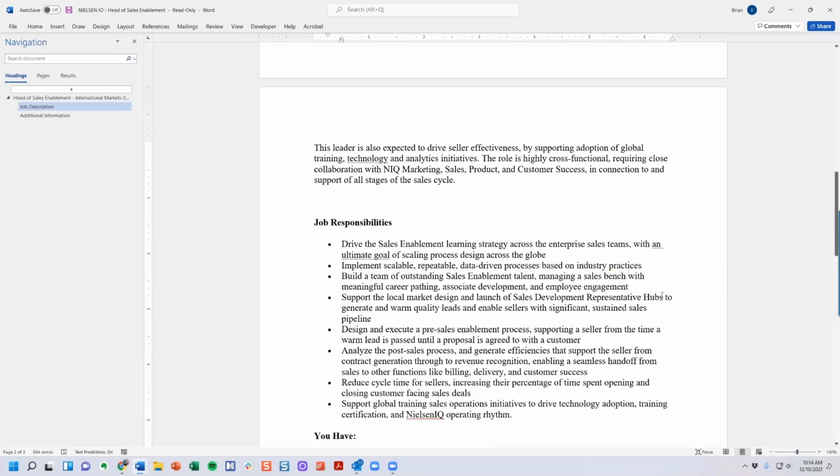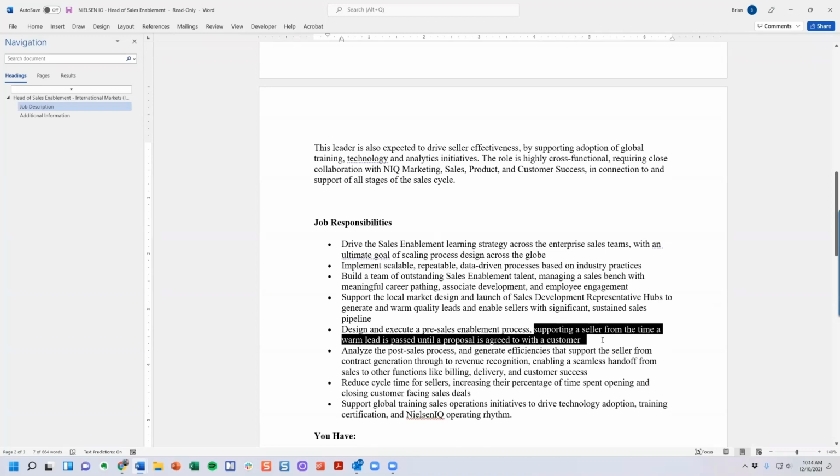Write all this stuff down. What do you think an SDR hub is? Is this a centrally located office? Is it by region? What are they doing? Do they have these in North America? They're calling it something on purpose. What is it? Make some assumptions, ask questions. Design and execute pre-sales. Well, what is pre-sales? What's the difference between pre-sales and the sales process? How would you define that?